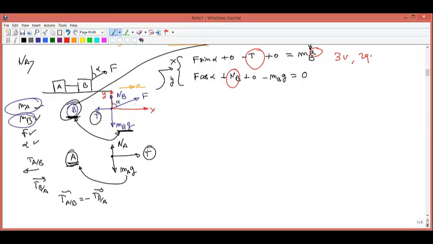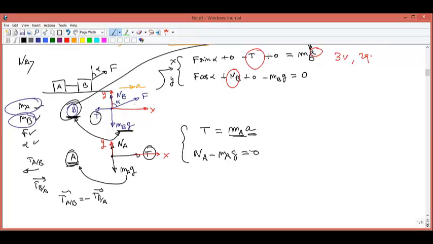So let's pick a coordinate system such that X is still towards the right, horizontal. As we write our two equations from Newton's second law, then obviously this is it. T is equal to m_A a in the X direction. But this m must be the m of A. So be careful: m_A times a. And in the Y, we'll get 0. Okay?